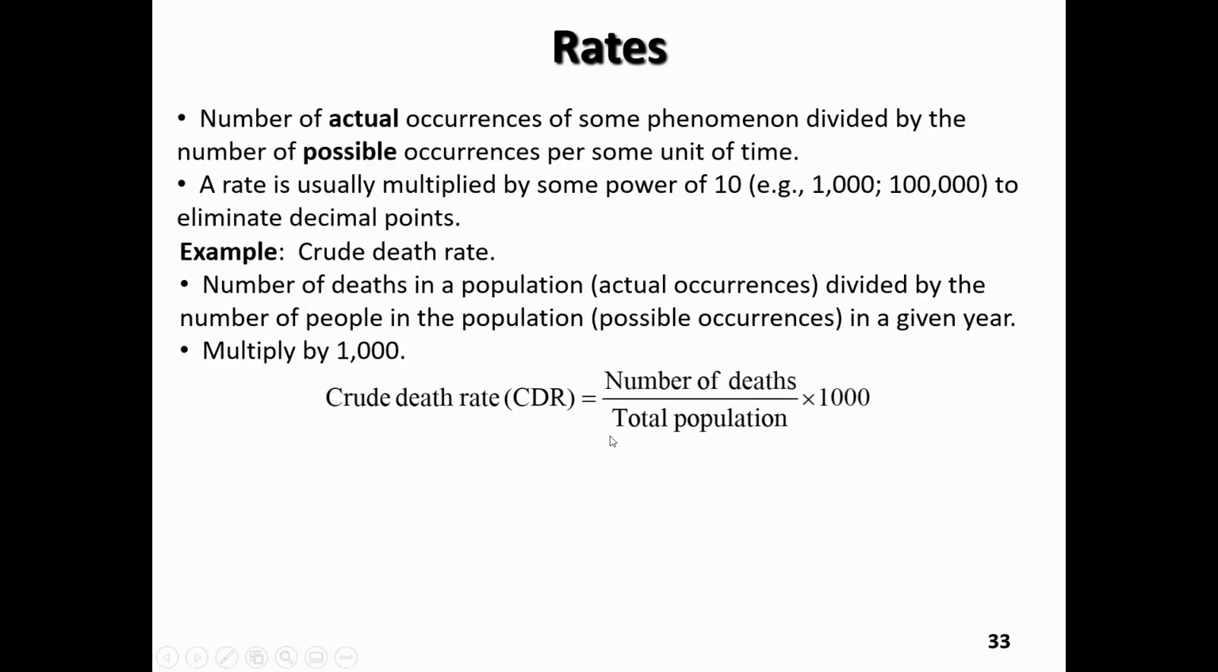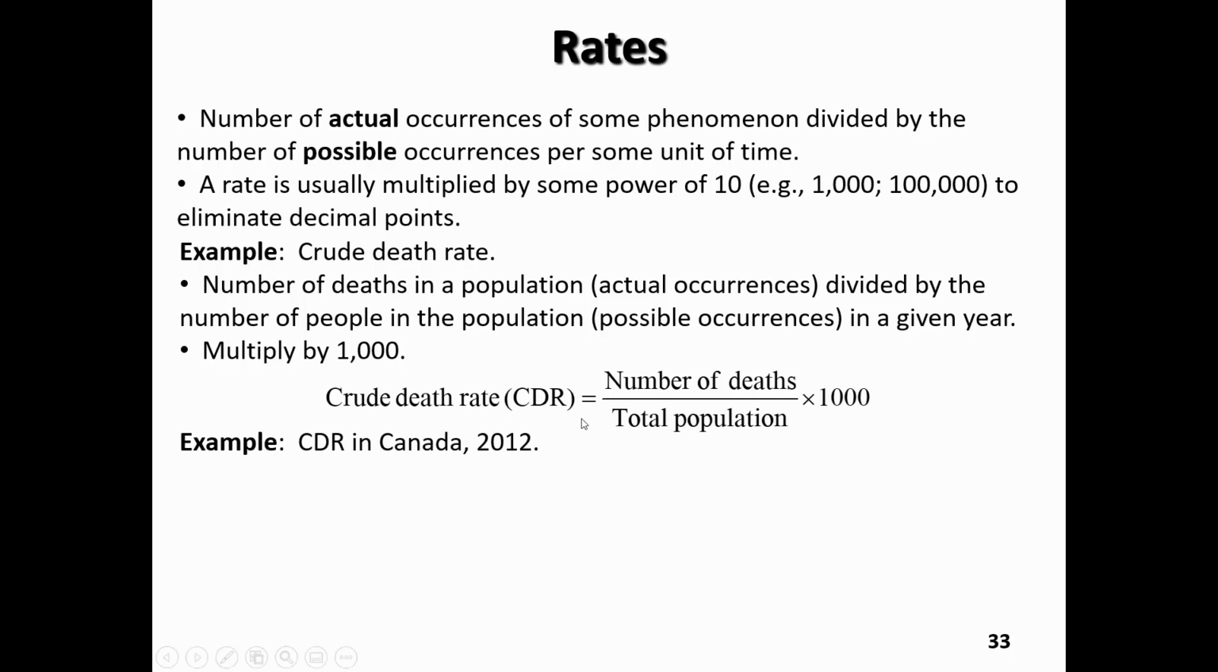And so the equation to calculate the crude death rate is just simply the number of deaths divided by the total population, and it's multiplied by 1,000. This is not 100% that we saw a little bit earlier in our percentage calculation. So this is not a percentage per se, but a rate per 1,000 people.